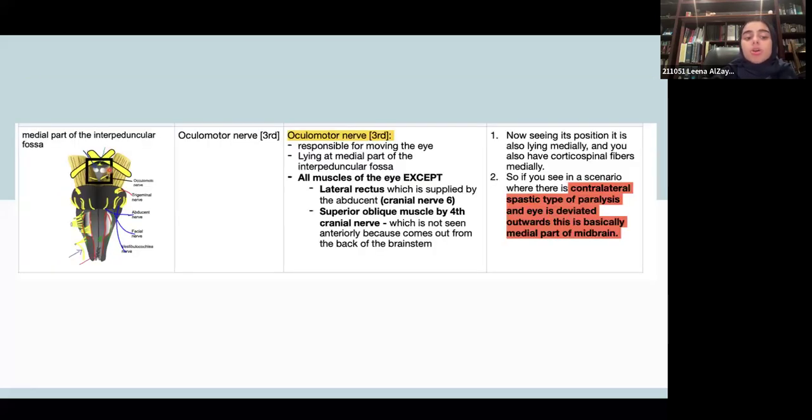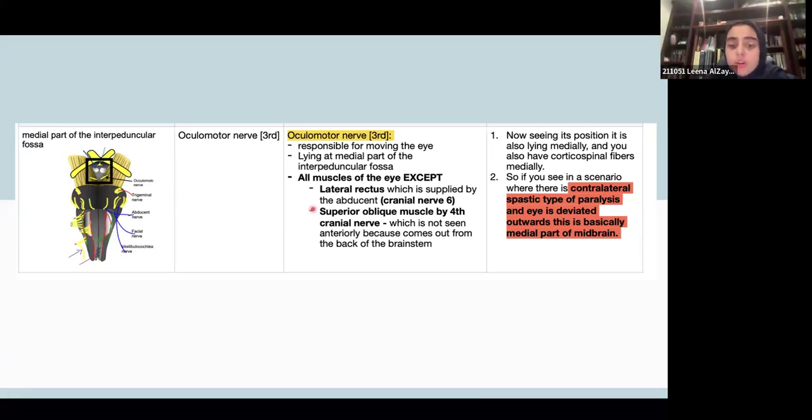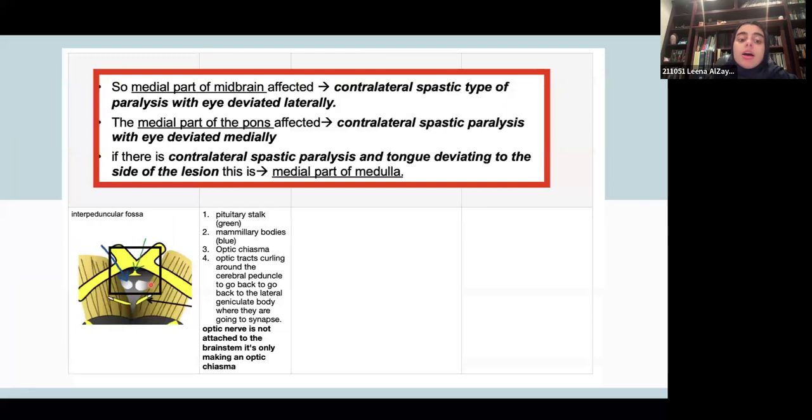And this is where the oculomotor nerve comes out. It comes out lying medially and goes to the front, lying in the interpeduncular fossa. All muscles of the eye are supplied by the oculomotor nerve, except the lateral rectus muscle, supplied by cranial nerve number 6, and the superior oblique muscle, supplied by the 4th cranial nerve. And then last thing, in the interpeduncular fossa, you will see the pituitary stalk, the mammillary bodies, and the optic tracts curling.